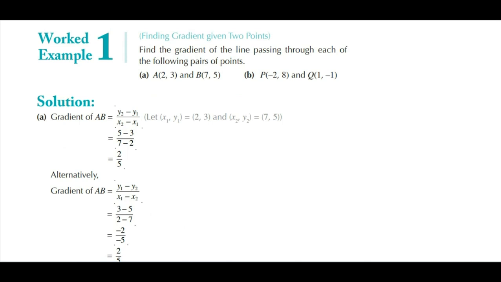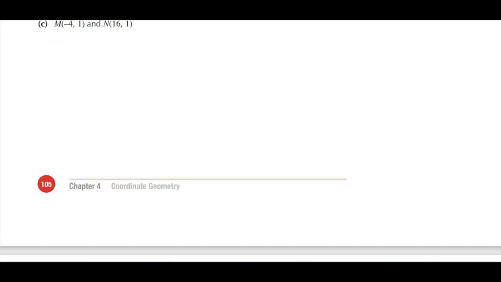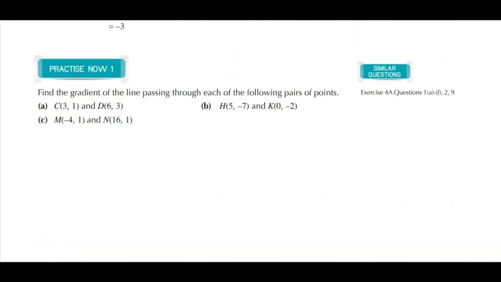Now in this worked example 1, they ask you to find the gradient of the line passing through each of the following pairs of points. So for part A, the A coordinate is (2, 3) and the B coordinate is (7, 5). Considering (2, 3) as (x1, y1) and (7, 5) as (x2, y2), if we apply this formula, y2 minus y1 divided by x2 minus x1, we will have 2 by 5. Instead, if we use the formula y1 minus y2 divided by x1 minus x2, we will also have 2 by 5, the same. Now using this method, solve these three maths.